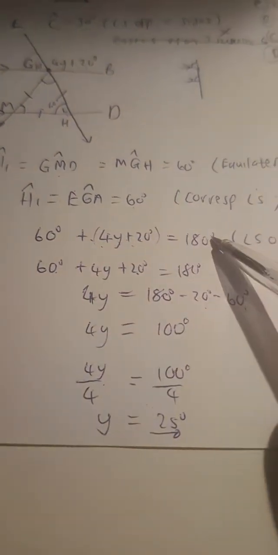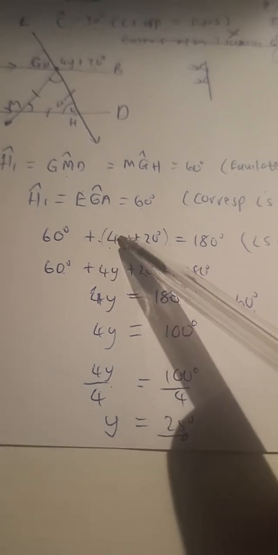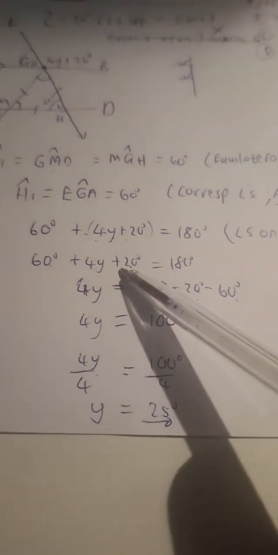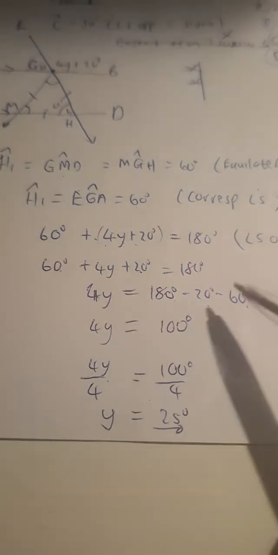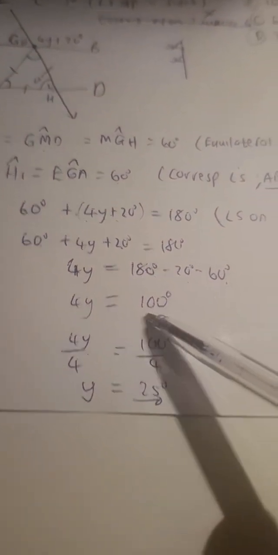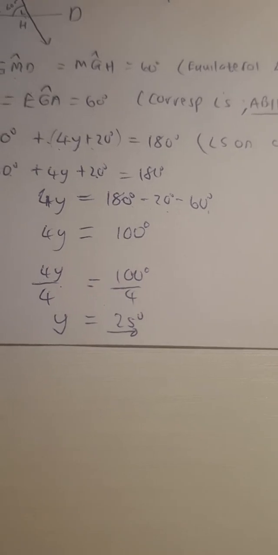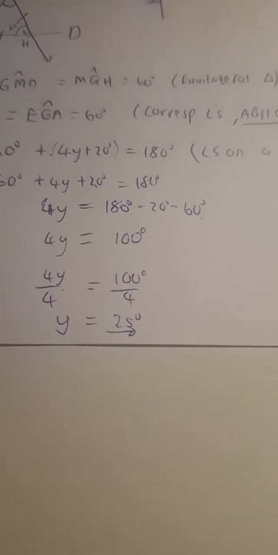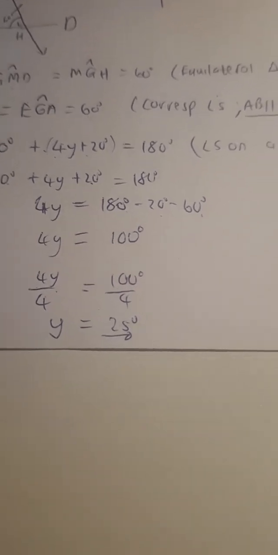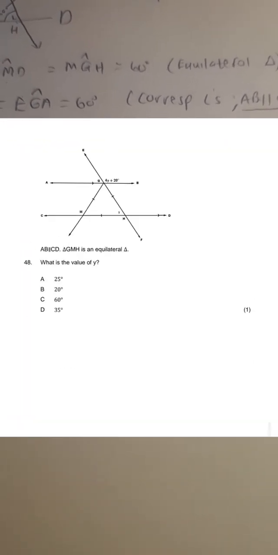Take the 60 over, take the 20 over after removing the bracket. Positive times a positive is still positive. We move over the constant values: 20 becomes negative 20, 60 becomes negative 60. We add the values together, we get 100. We divide both sides by the coefficient of y, which is 4, and then we get y equal to 25 degrees. So hopefully that helps clarify and explain to those who were asking. Now let's go back to the diagram and check which is the option that we should choose.